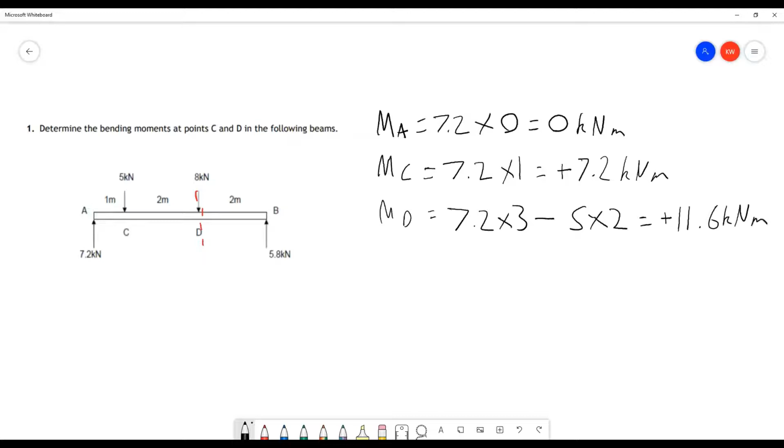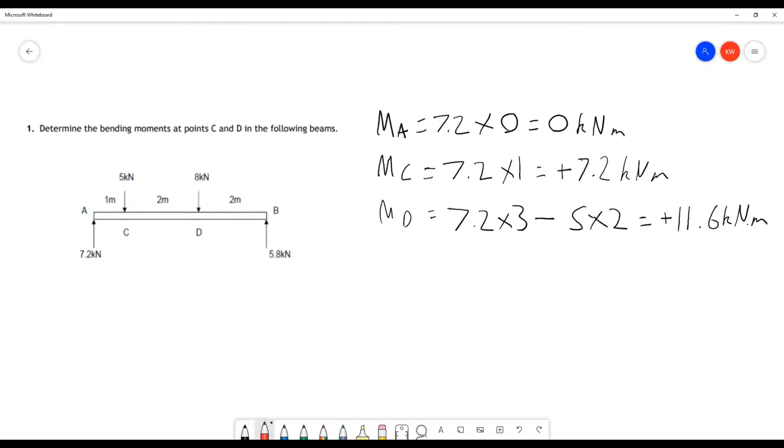Kilonewton meters. You'll sometimes see a little dot in between the kilonewton and the meters like this. It's actually fine either way. The dot, I think, is mainly to remind people it's not kilonewtons per meter, it's kilonewton meters, because the two quantities are being multiplied. Lastly, we can look at the bending moment point B.